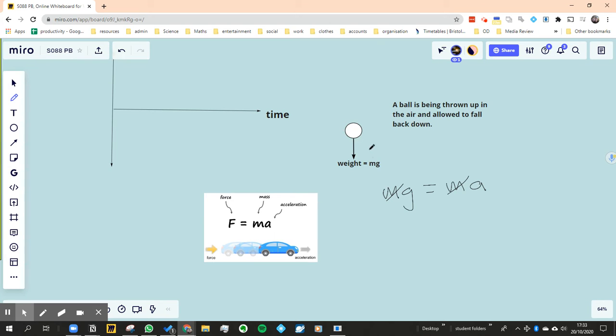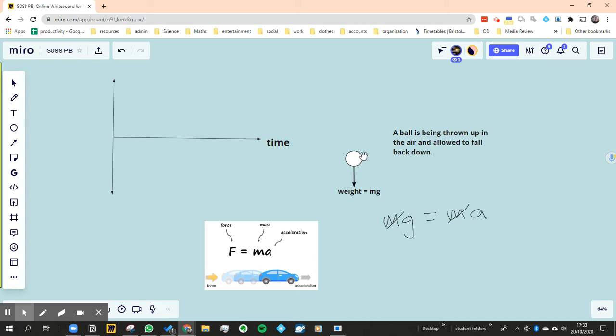So we've got a situation here. A ball is being thrown up in the air and it's allowed to fall back down again. We're going to draw a graph of this in a moment, but at the moment we can just identify what forces are being felt on that ball. Well, the only force that's going to be felt on it is the weight, and we can calculate the weight by the mass times gravity.